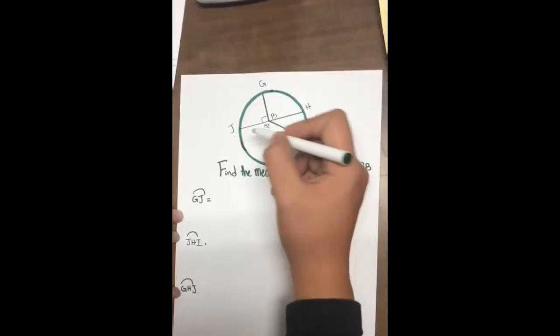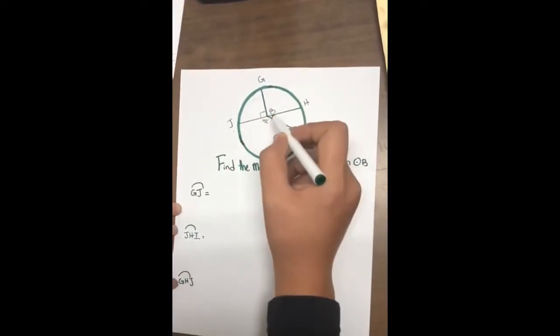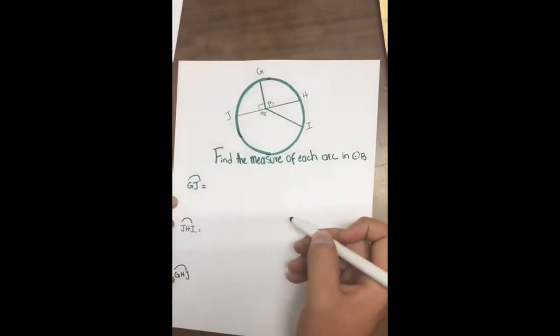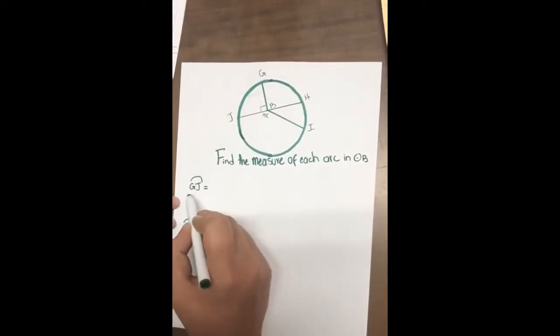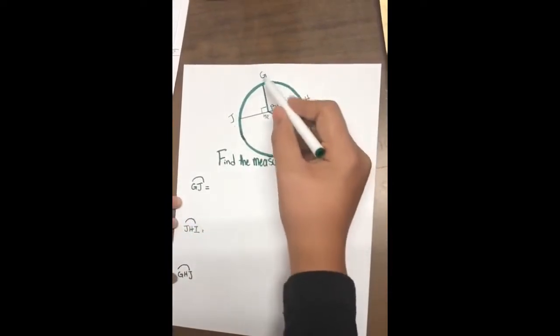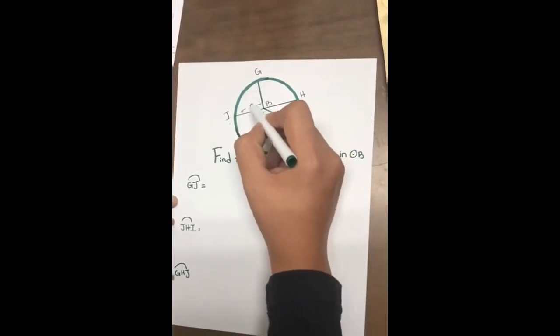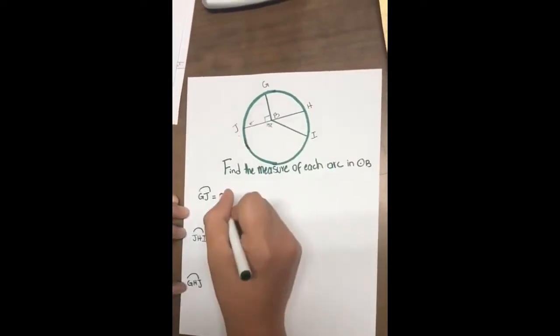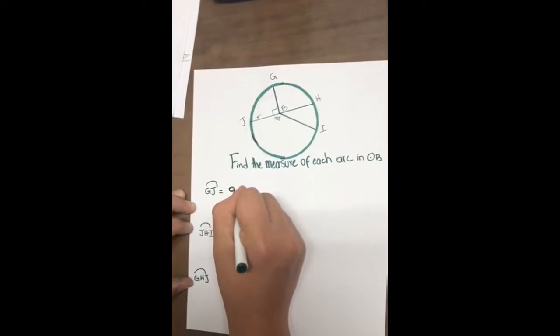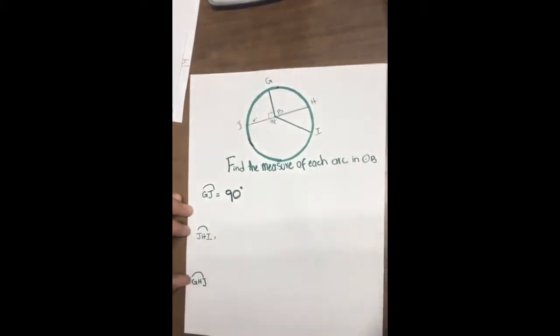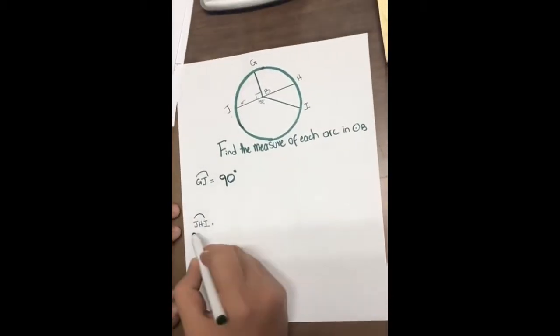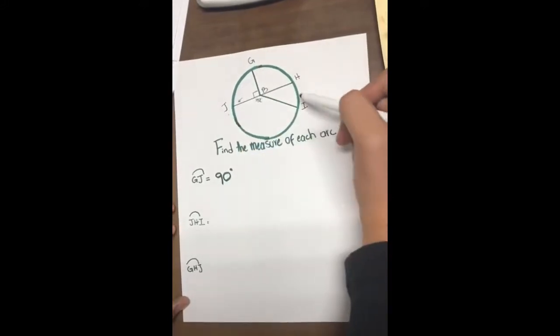So today, I'm going to help you find the measures of each arc in circle B. We're going to start first looking at the circle, first at the variables J, G, B, H, and I. The first problem is to find the measure of arc GJ. In GJ, we can see the symbol of a 90-degree angle, meaning that GJ equals 90 degrees. Now, the second problem, arc JHI.